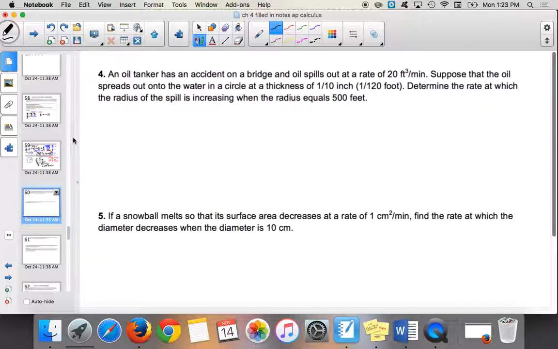All right, so here we go. Didn't we talk the other day about the oil spill? So an oil tanker has an accident on a bridge, and oil spills out at a rate of 20 cubic feet per minute. When you see things like this, you should recognize what you have. When you see 20 cubic feet per minute, what's that the rate of change of? Not an area. Volume. Cubic feet, so it's going to be dV over dt. And it's spilling out. So am I gaining volume? No. Losing volume? So it's negative 20. That's one thing we know.